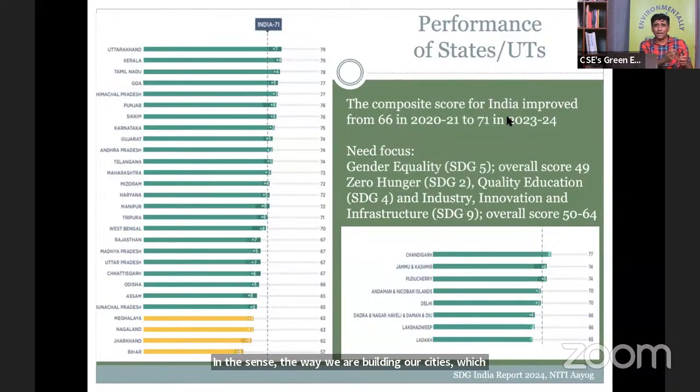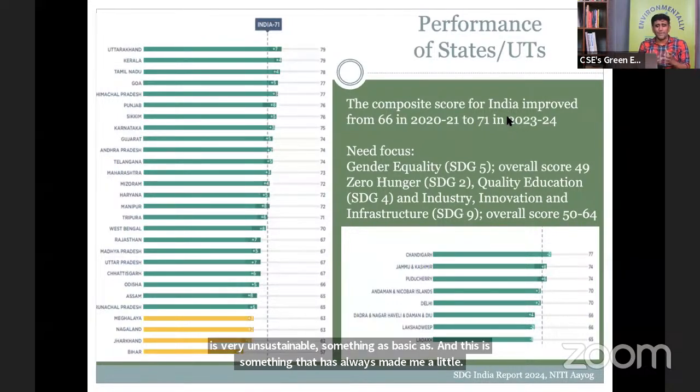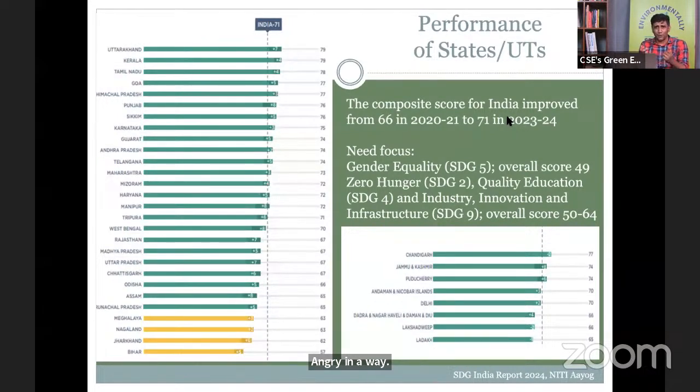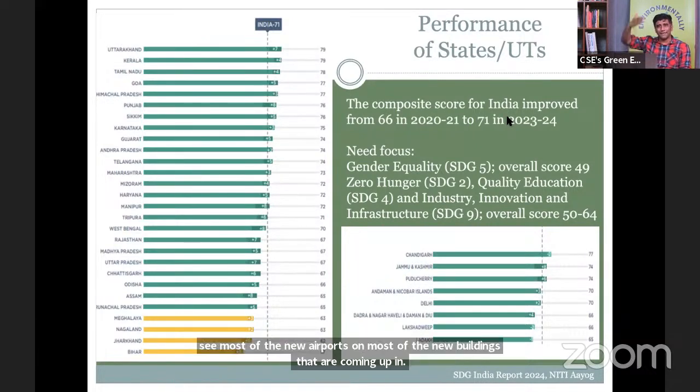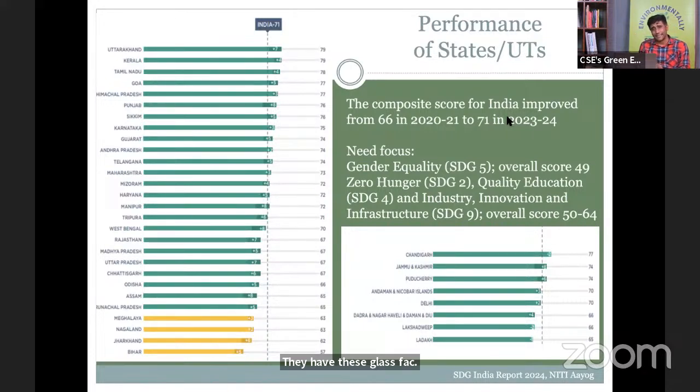Something as basic as, and this is something that has always made me a little angry in a way. You see most of the new airports or most of the new buildings that are coming up in the cities of India, they have these glass facades. They look pretty. They make sense in that sense. But in a country which has that much of sun coming in, it doesn't really make sense. You're increasing the amount of heat these buildings will take in.